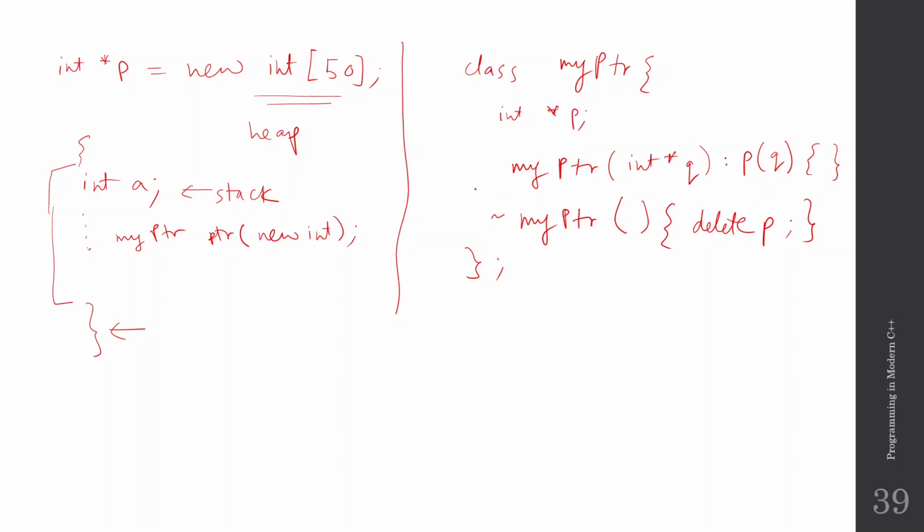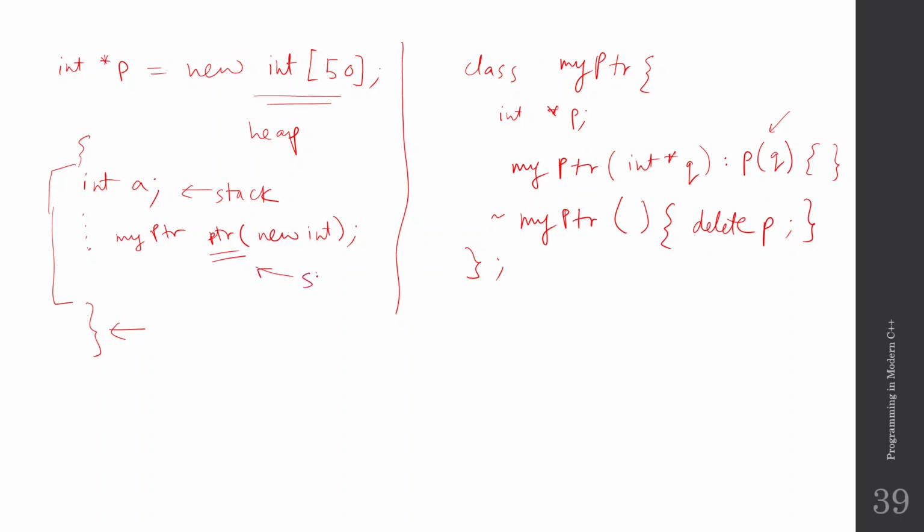When we create this object, the pointer will be passed into the constructor over here, and it will be stored here. But when we get to the end of the scope, this smart pointer object will be deleted. And why will it be deleted? Because it is in the stack. The smart pointer object itself is in the stack, but it contains something which is stored in the heap.